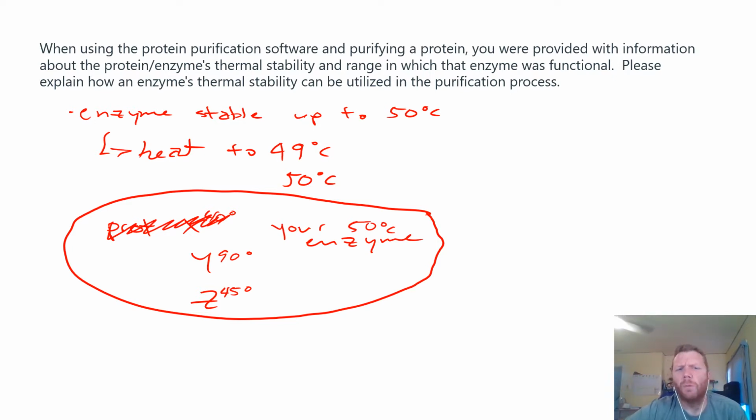What's going to happen to protein Y? Well, that's stable up to 90 degrees Celsius. If you heat it to 50 degrees, it's going to be just fine. Protein Z, on the other hand, if you heat that to 50 degrees Celsius, that's hotter than its highest temperature of stability. And so basically what you've done here is you've eliminated, or maybe not removed, but you've basically killed off 50% of the proteins in that mixture. So what the enzyme's thermal stability allows you to do is basically eliminate proteins that are not functional at a particular temperature.